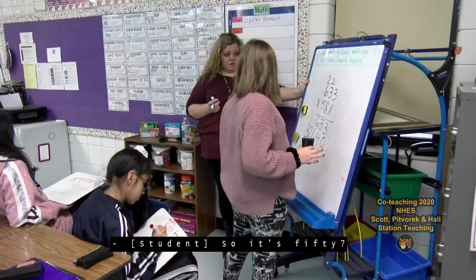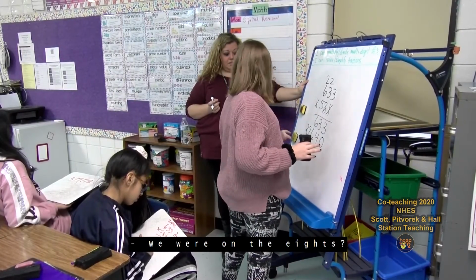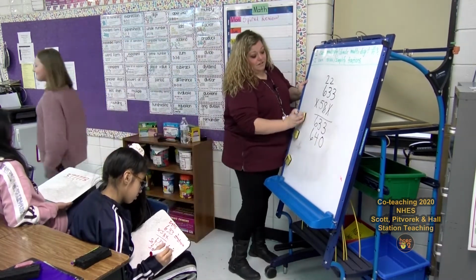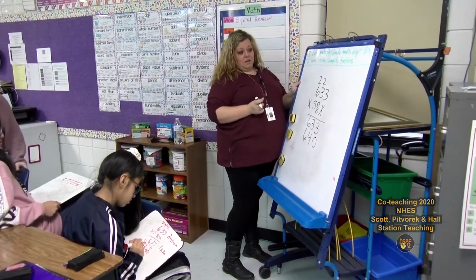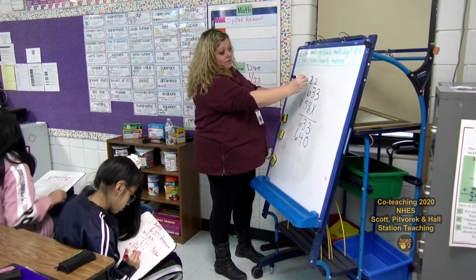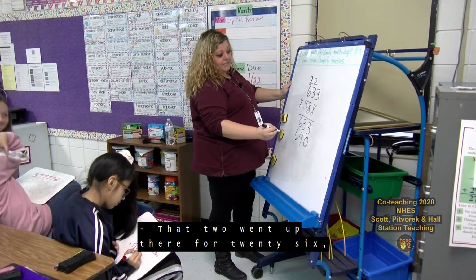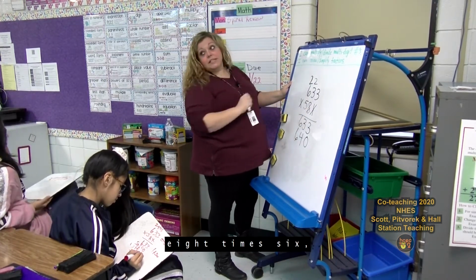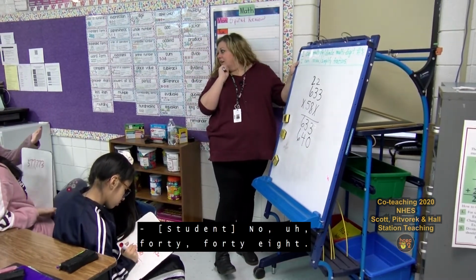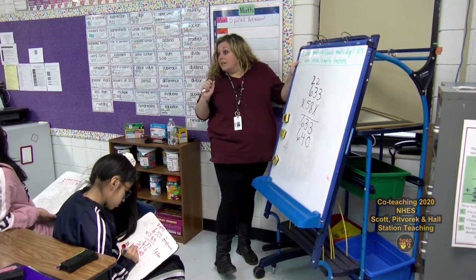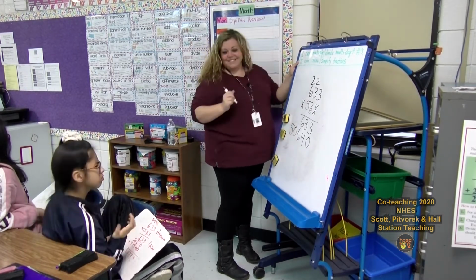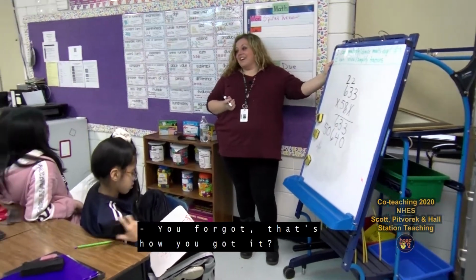So it's 50. We were on the 8s? Yeah, we were on the 8. 8 times 1/4. You're right. That 2 went up there for 26. 8 times 6. 8 times 6 is 50? No, 48. 48 plus 2, 50. You forgot? That's how you got it?